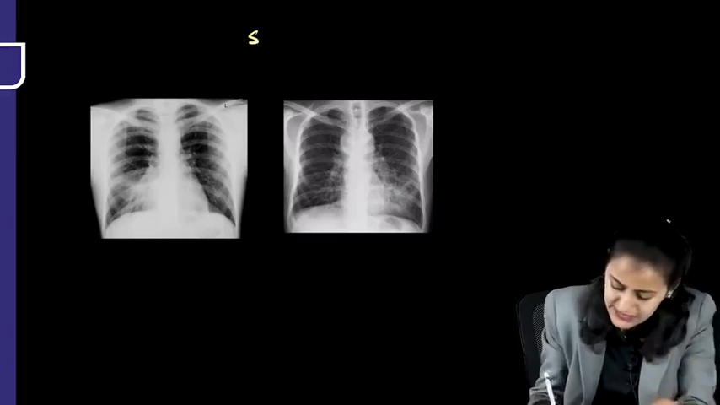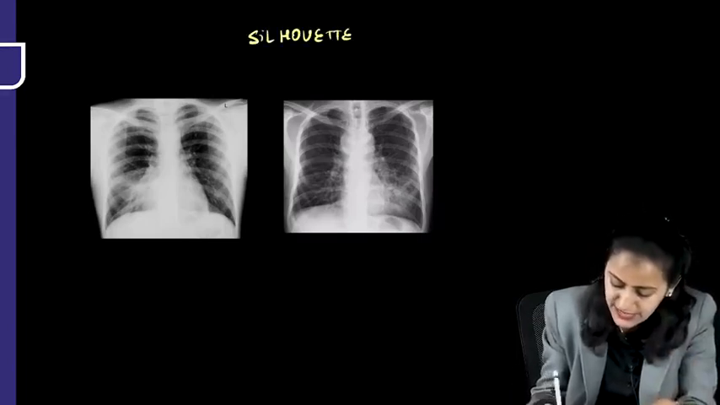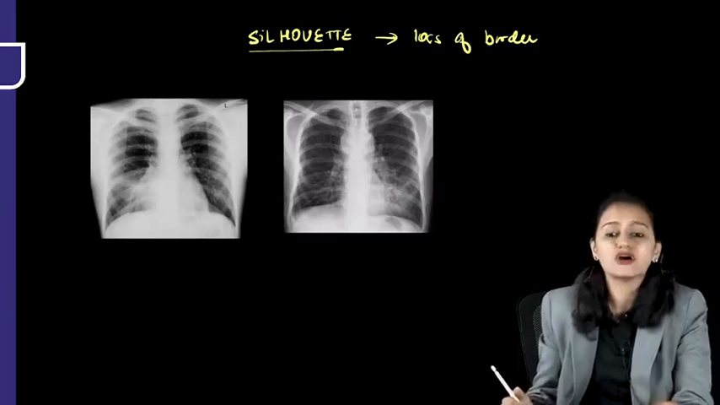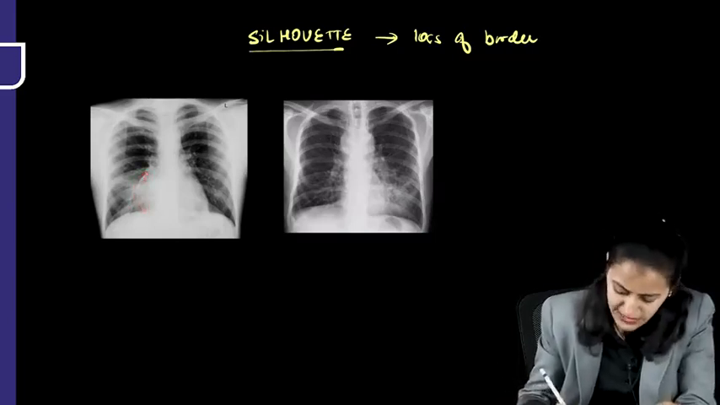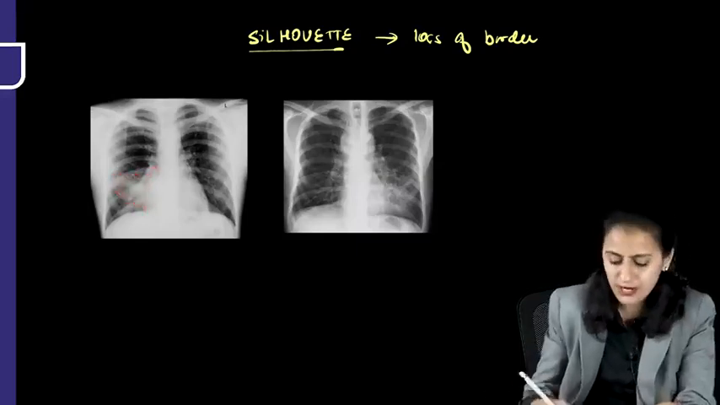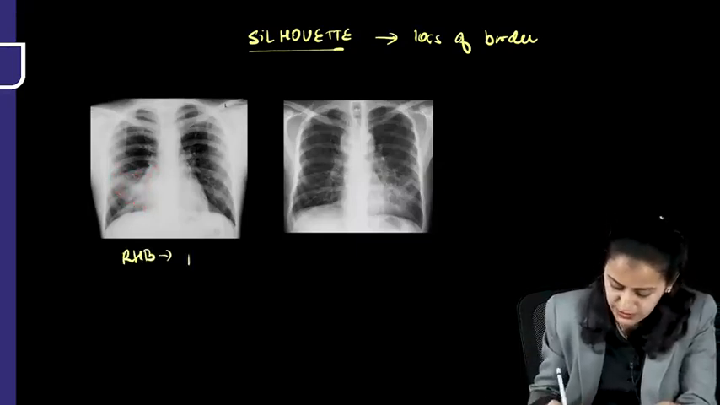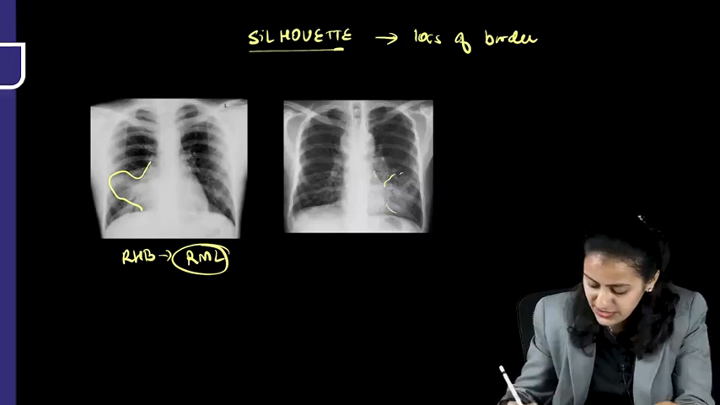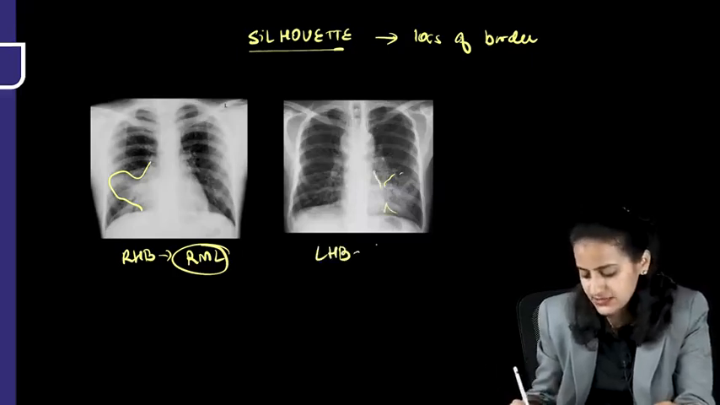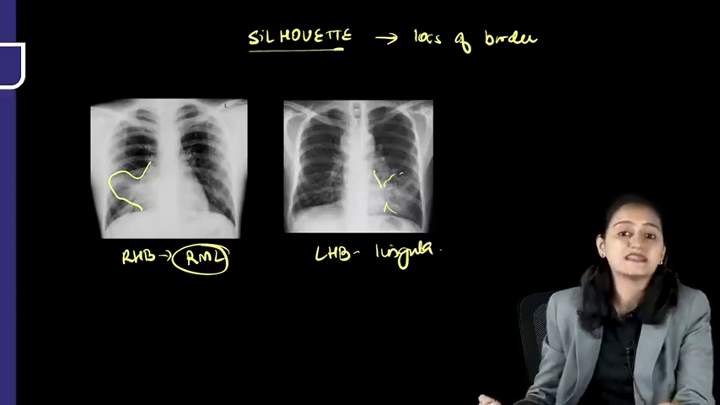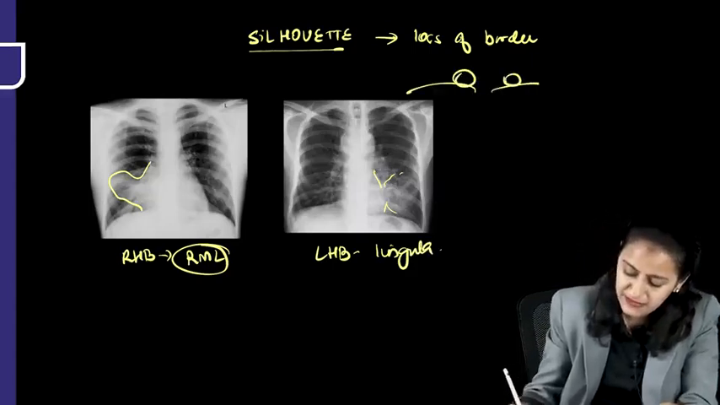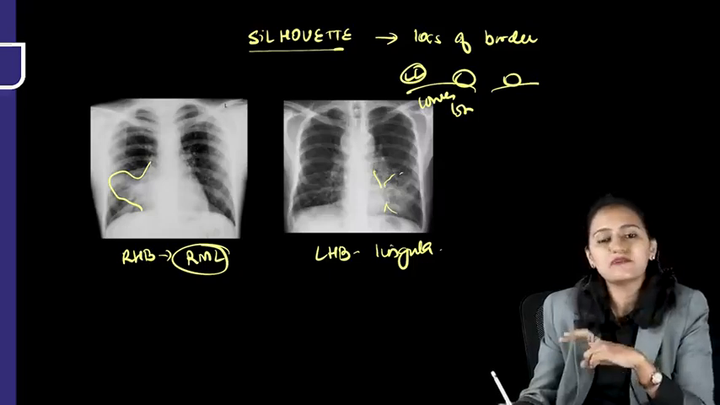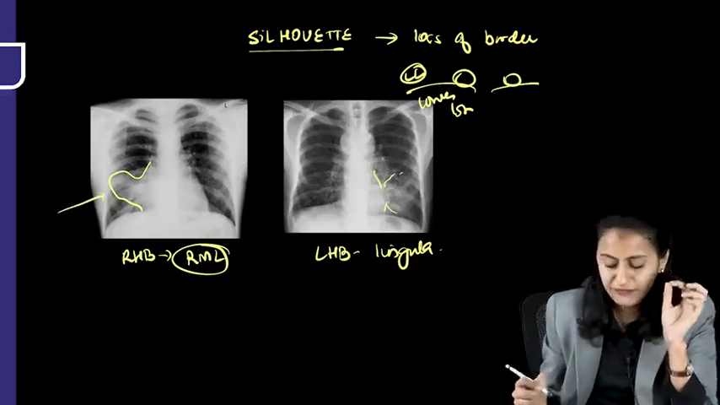If you see an opacity, so basically here we are talking about the Silhouette sign, which is basically the loss of border sign. So if an opacity is causing the loss of border of the right heart, so there is some opacity here which is obscuring the right heart border. If the right heart border is obscured, the pathology is in the right middle lobe. Okay. If the pathology is obscuring the left heart border, then the pathology is in the lingula. If it obscures the diaphragm, then it is going to be in the lower lobe. So right heart border, right middle lobe, left heart border, lingula, very, very important and frequently asked.